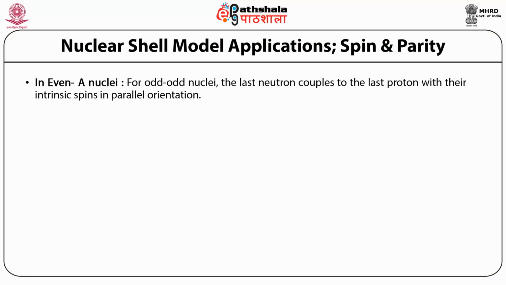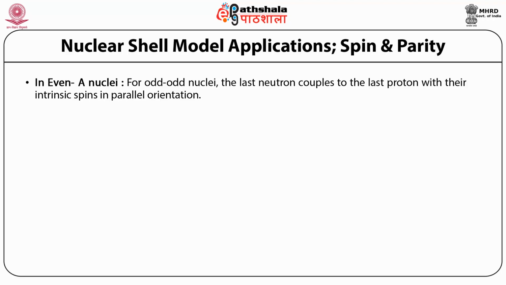Nuclear shell model applications, spin and parity. Up to the previous slides, we have seen how the shell model was developed and how the various magic numbers are obtained out of theoretical treatment. Now we are going to apply the shell model to explain various experimentally observed ground state properties of nuclei. So in this slide we are going to explain the observed spin and parity of various nuclei in their ground state.